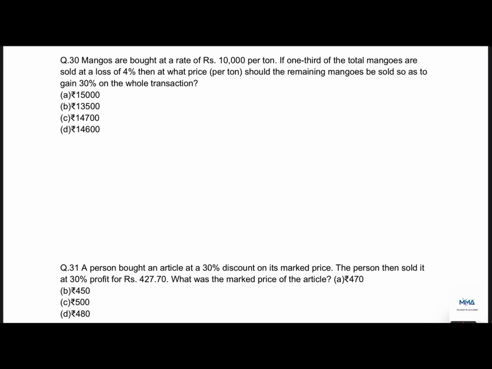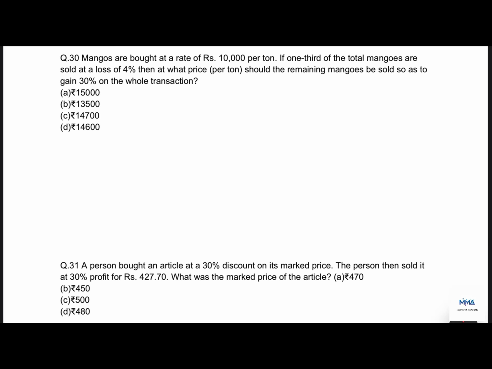Mangoes are bought at a rate of 10,000 per ton. If 1/3 of the total mangoes are sold at a loss of 4%, then at what percentage should the remaining mangoes be sold so as to gain 30% on the entire transaction? So here one part of the mangoes we are selling at a loss of 4%, and the other two parts we have to find out. So the resultant profit or loss percentage is going to be calculated this way.